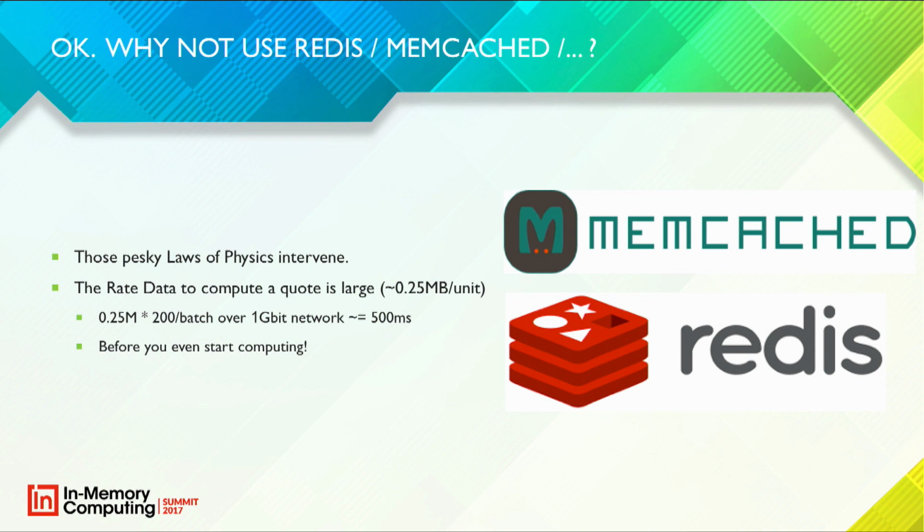Well, unfortunately, those pesky laws of physics get in the way, and the rate data itself is about 1/4 of a megabyte per unit. We compute them in batches of 200 over a gigabit network. That's about half a second right there off the top. Of course, you can do that in parallel, et cetera, but you're never going to get away from the time it takes to bring that data to you. And that's before you ever start doing any computing, and this thing takes a lot of CPU.